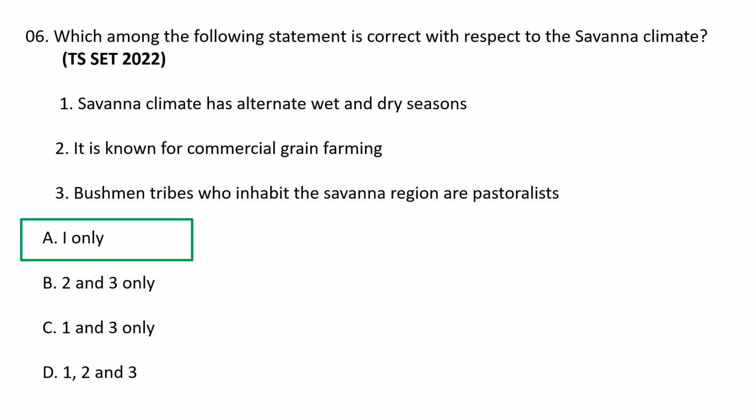1 only, because savanna climate has alternate wet and dry seasons. Yes, and this is known for commercial farming, commercial grain farming. It is not correct. Actually, the temperate grasslands are known for commercial grain farming. So that's why only 1 is the correct answer.